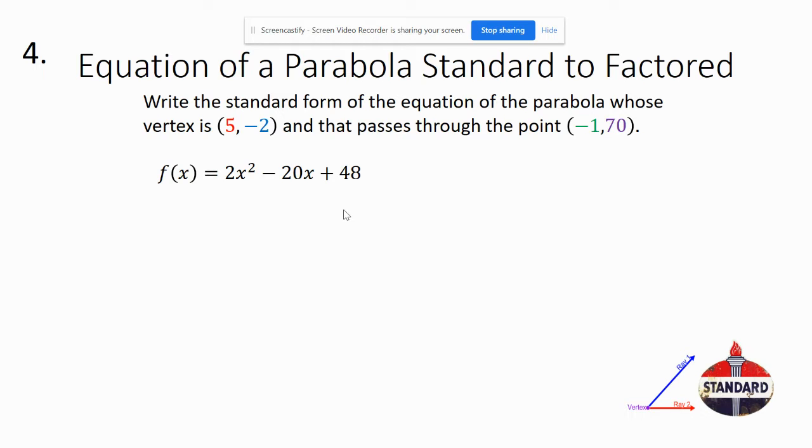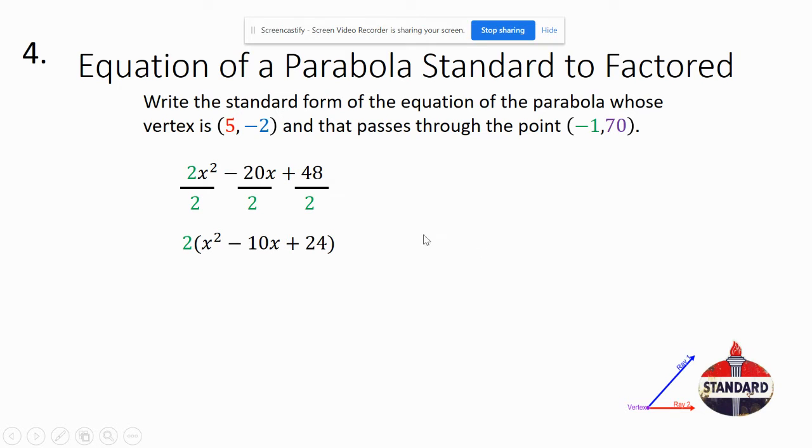Notice all these numbers are divisible by 2. So you always want to look for a common factor, and there is one. The common factor here is a 2. So I'm going to take a 2 out of each of these. If I divide each of these by 2, which is still leaving this in the equation here, it's 2 times x squared minus 10x plus 24.